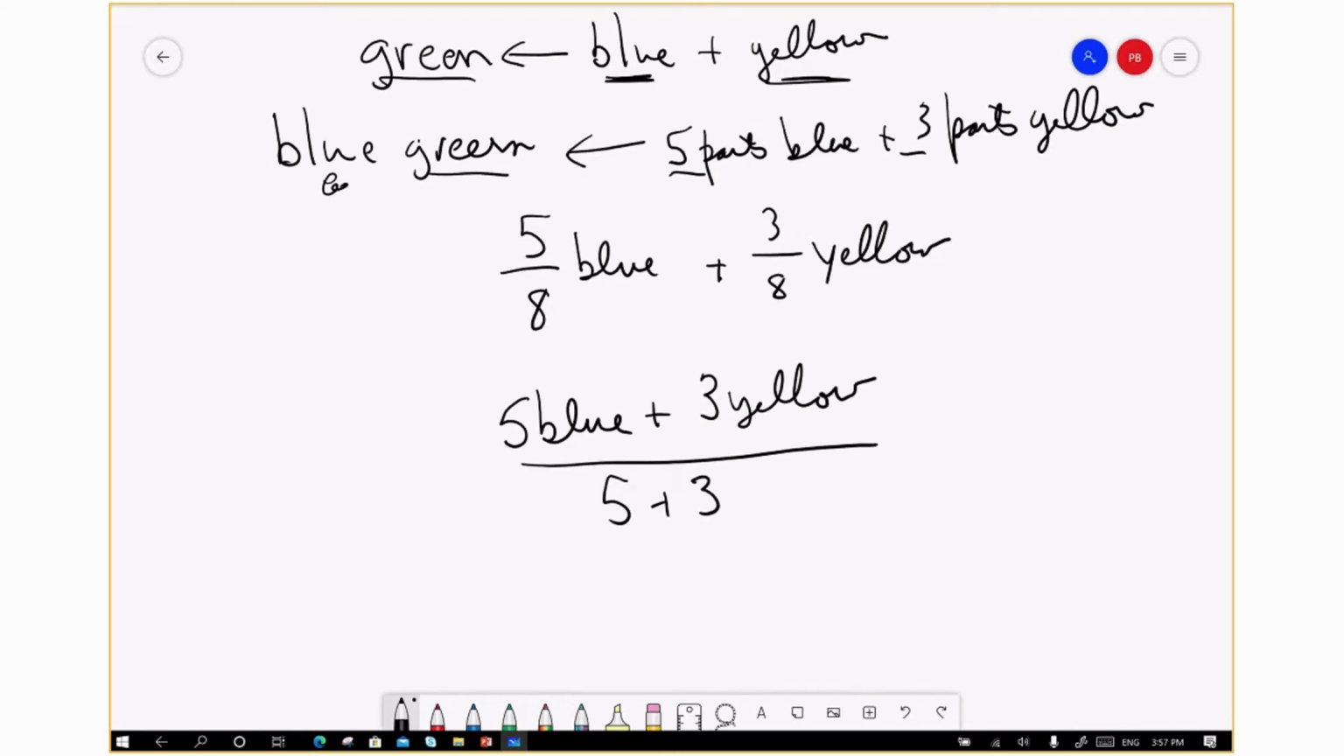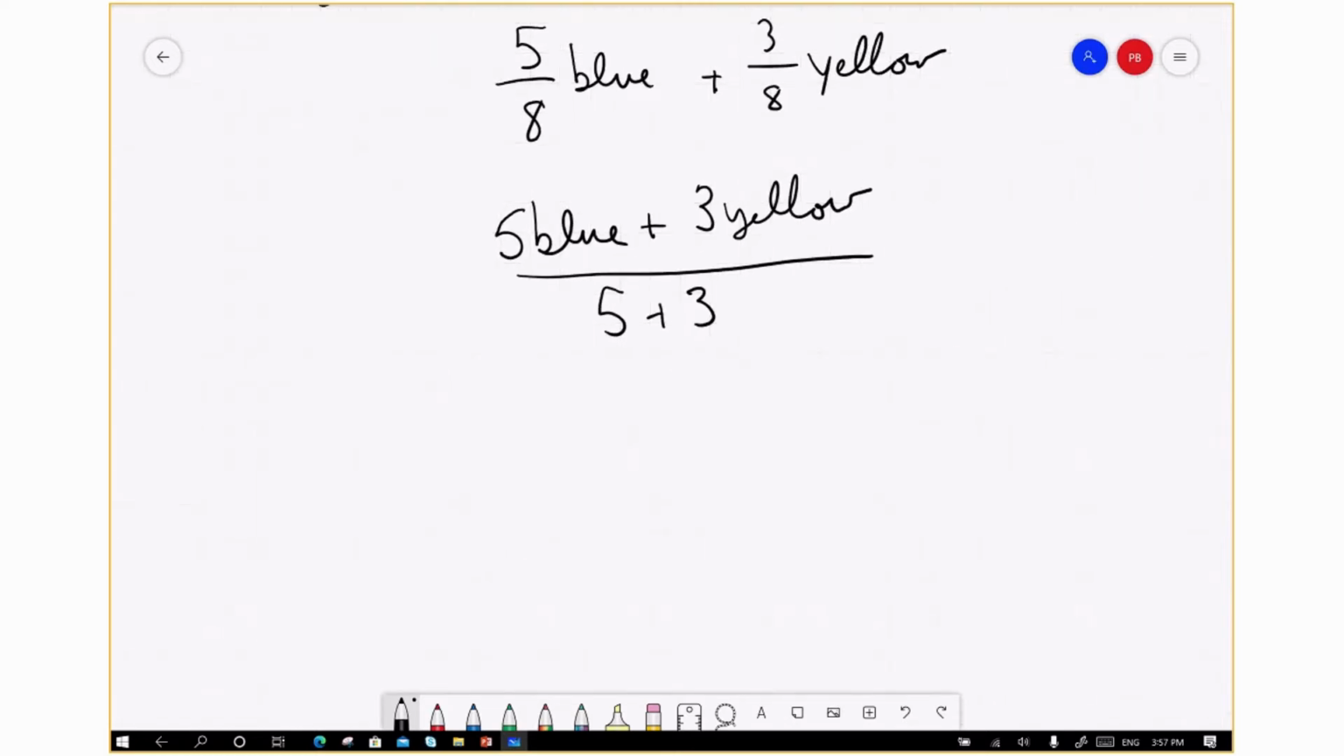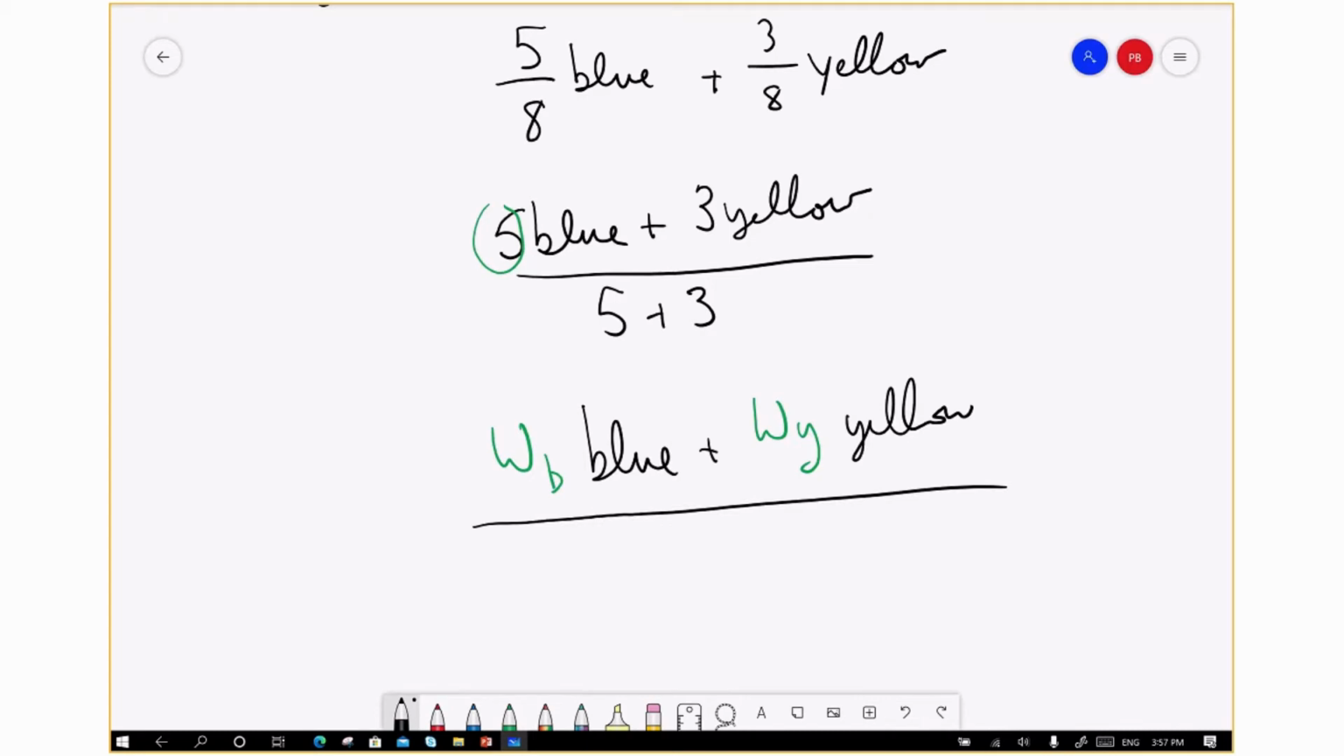Or we could say, instead of saying 5, I'm going to change this 5 to the weight assigned to the blue, times blue, plus the weight assigned to the yellow, times the yellow, divided by weight blue plus weight yellow.